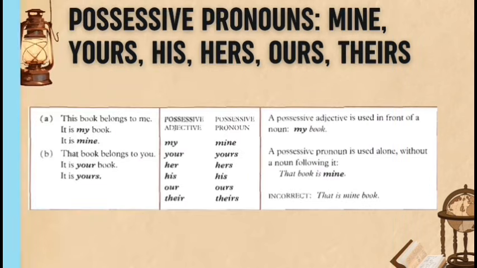Both are correct. Possessive pronouns: mine, yours, his, hers, ours, and theirs. A possessive adjective is used in front of a noun. For example, my book. A possessive pronoun is used alone without a noun following it. For example, that book is mine.